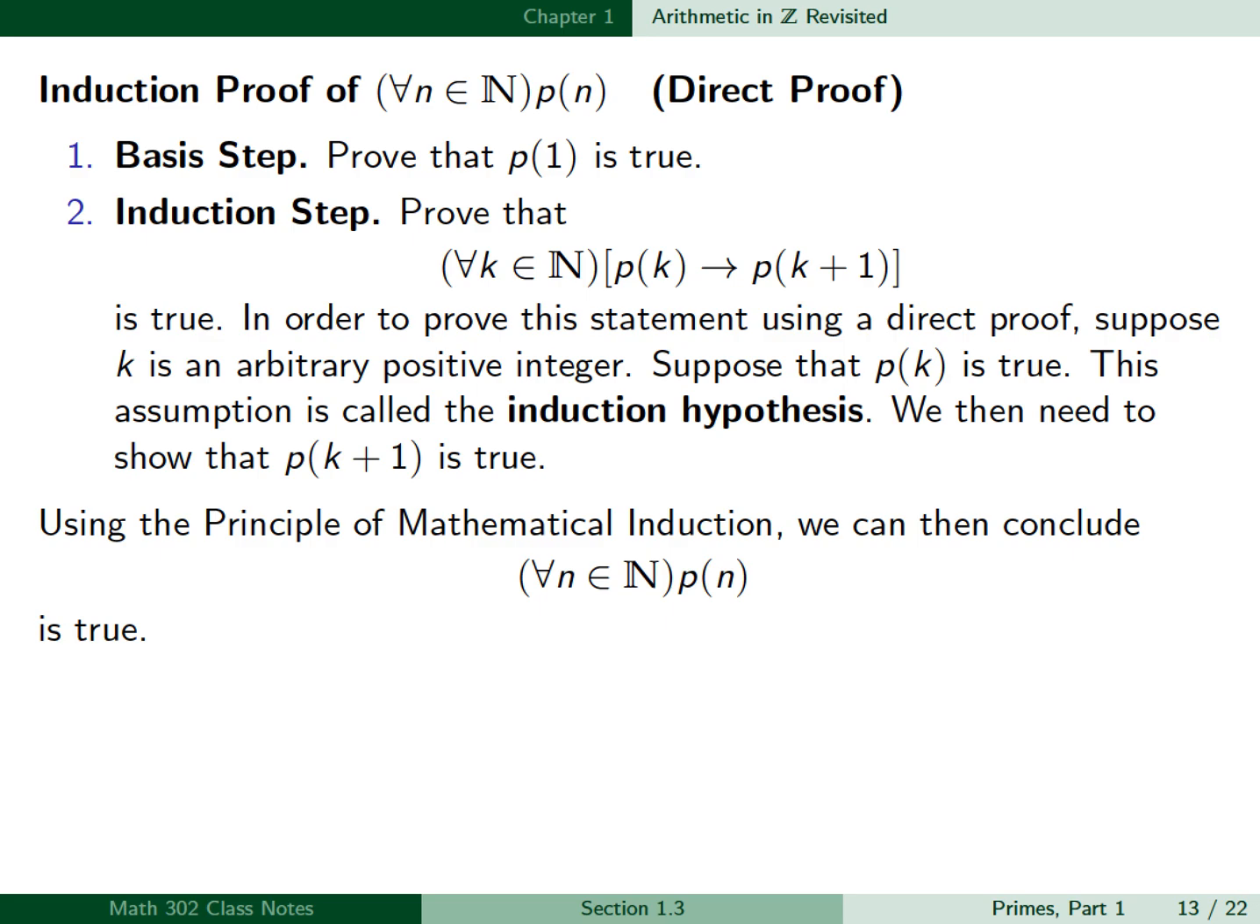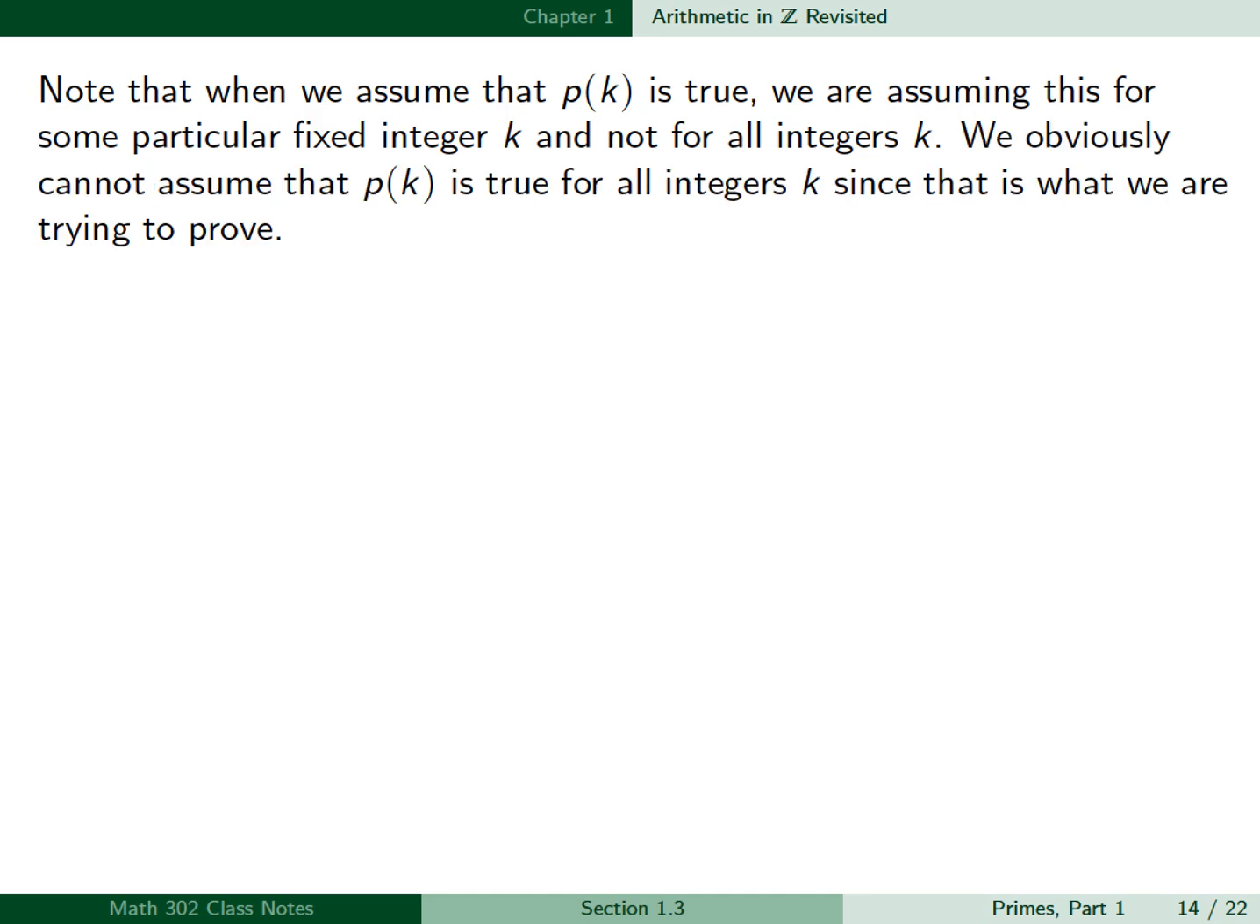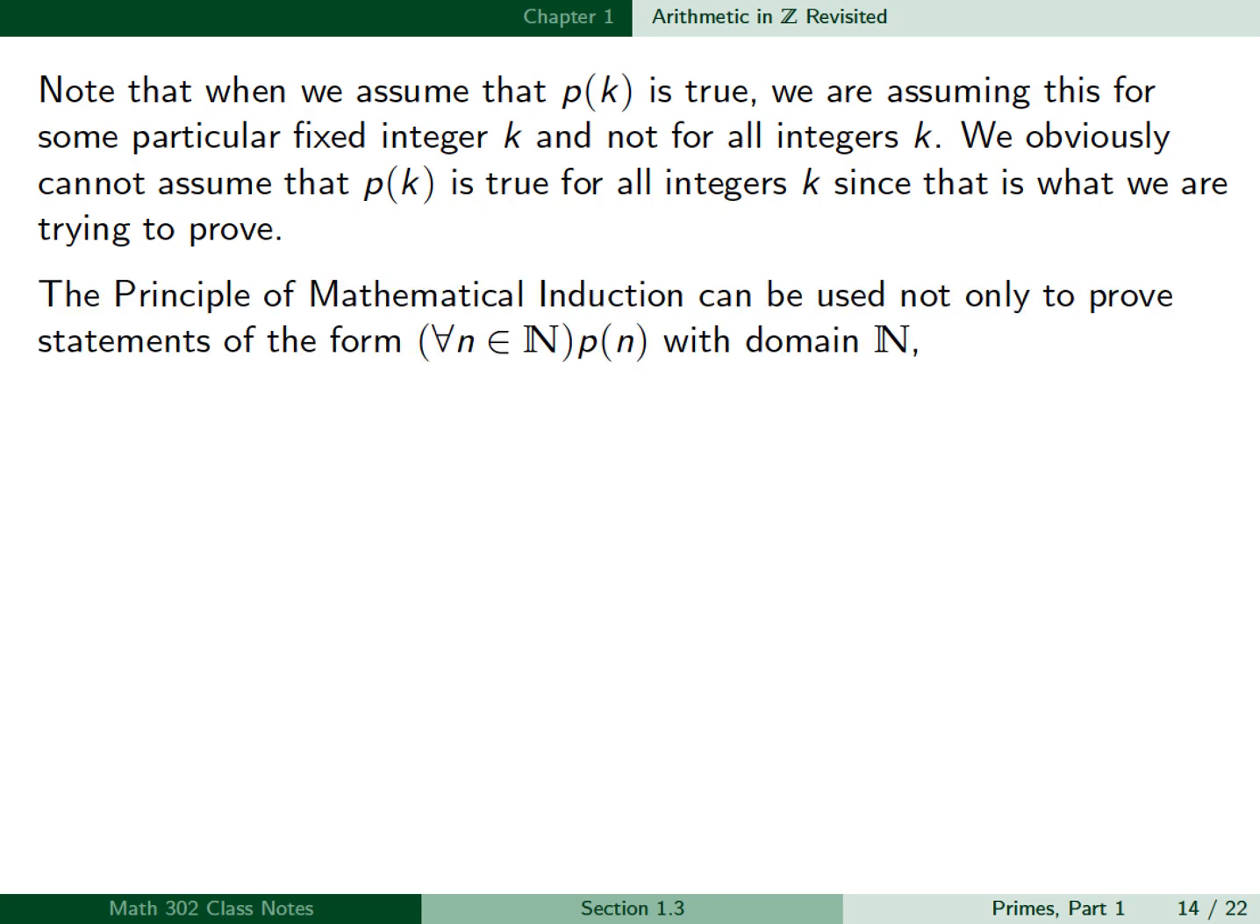If we use a proof by contradiction, we would apply it to the induction step. Note that when we assume that P(k) is true, we are assuming this for some particular fixed integer k, and not for all integers k. We obviously cannot assume that P(k) is true for all integers k, since that is what we are trying to prove.